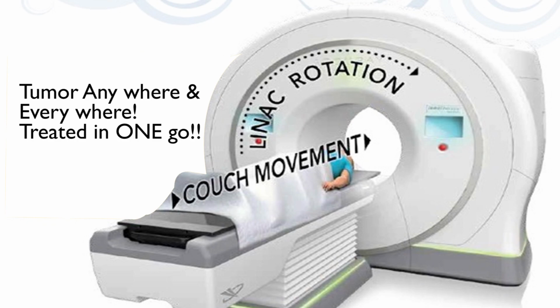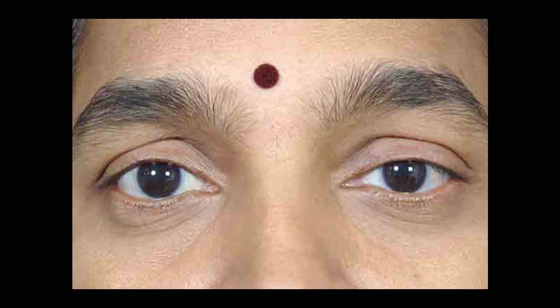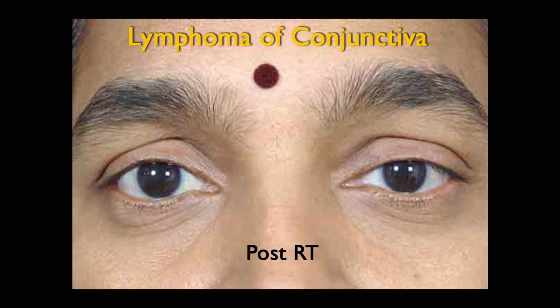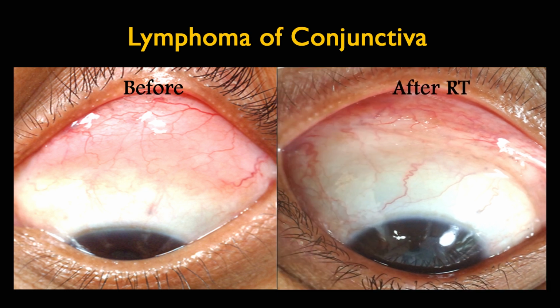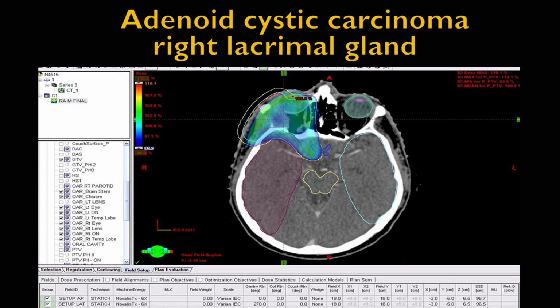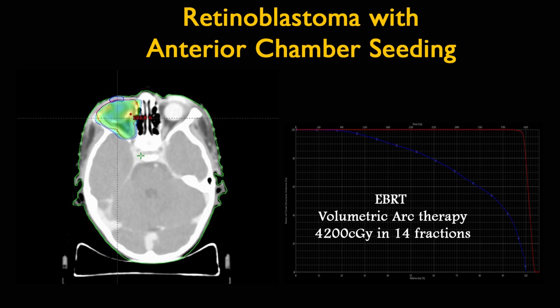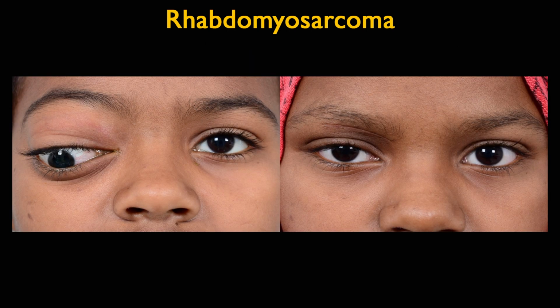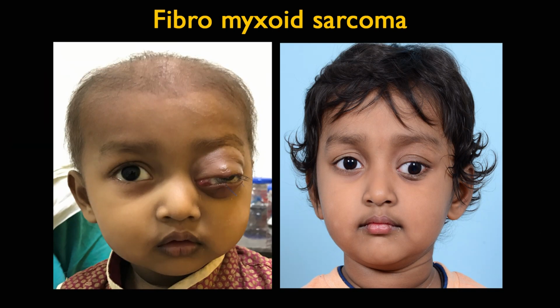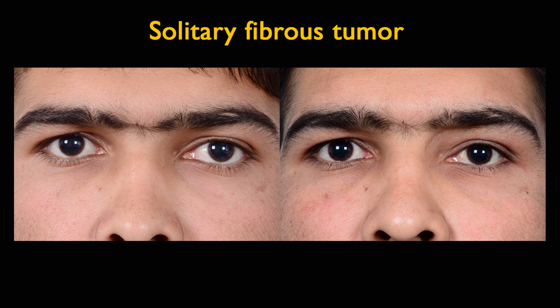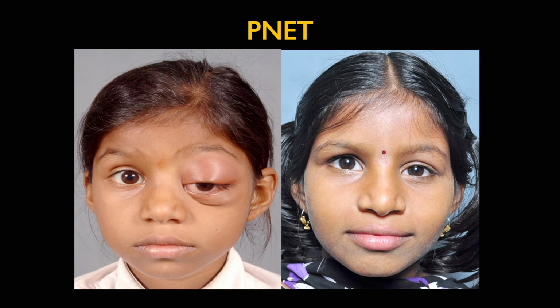from many angles. The various indications of EBRT include lymphoma, wherein an ultra-low dose boom radiotherapy can be effective, adenoid cystic carcinoma of the lacrimal gland, orbital retinoblastoma, orbital rhabdomyosarcoma, fibromyxoid sarcoma, solitary fibrous tumor, primitive neuroectodermal tumor of the orbit, or Ewing sarcoma of orbit.